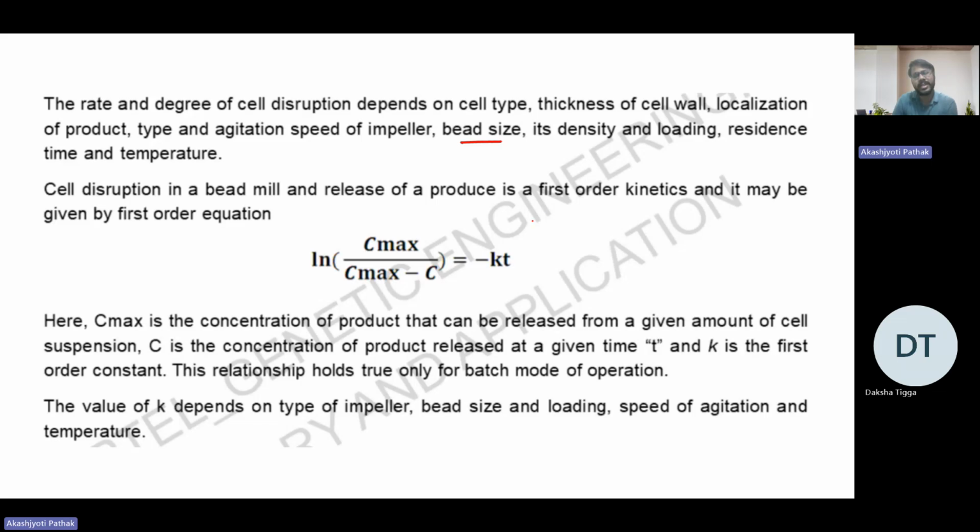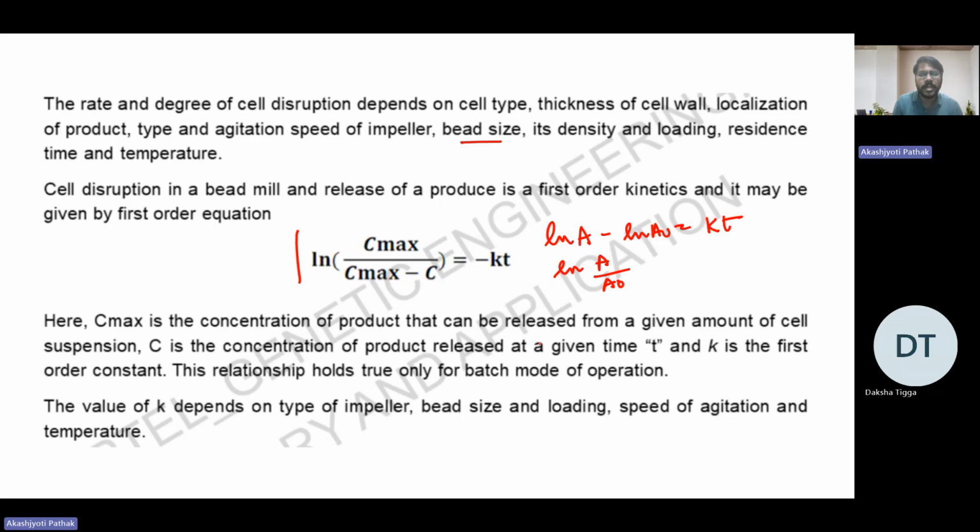and it may be given by the first order equation. You know the first order equation: ln A minus ln A naught equals KT, which I can write as ln A by A naught, where A naught is the initial concentration. If you express it, then you will get the equation ln Cmax by (Cmax minus C). Cmax is the concentration of product that can be released from a given amount of cell suspension, and C is the concentration of the product released at a given time t. K is the first order constant.